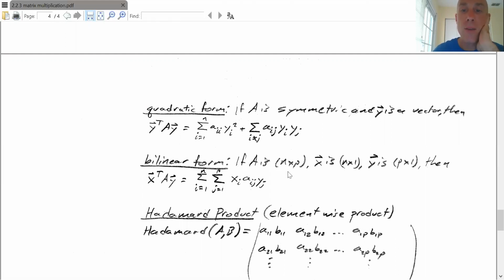Now, if A is n by p, x is n by 1, and y is p by 1, so here we're just saying that x and y have the dimensions that make multiplication make sense. Then this formula of x transpose A times y is going to be one scalar number: x_i times a_ij, notice that the indices i match, times y_j, notice that the j's match. And then I add them all up for all of the values.